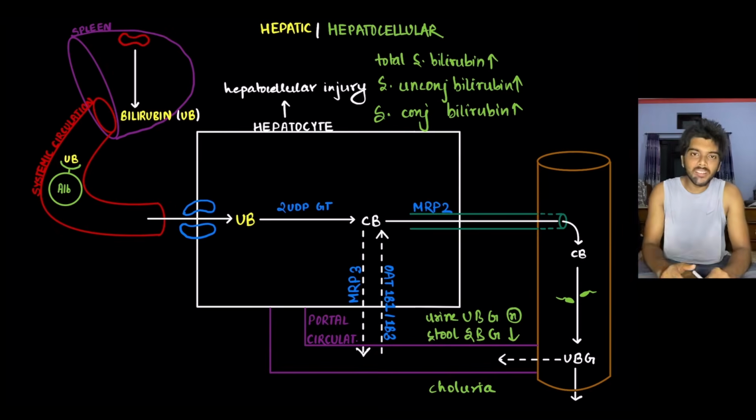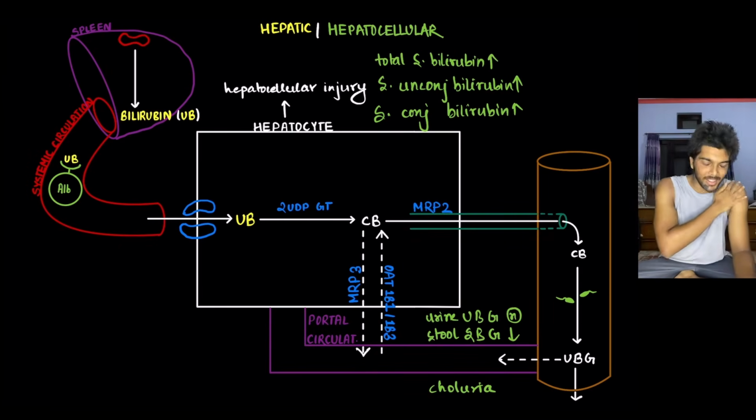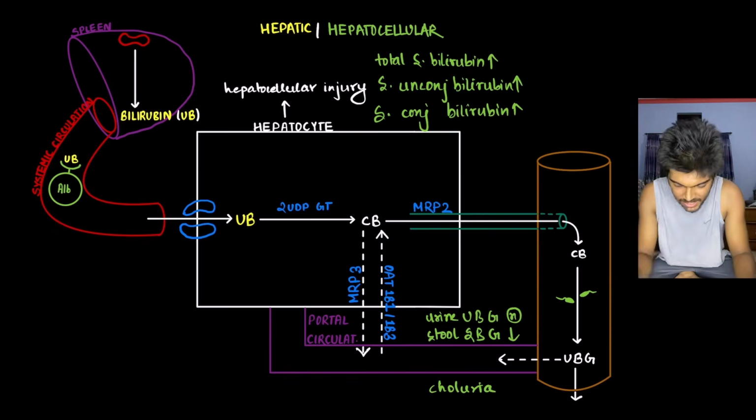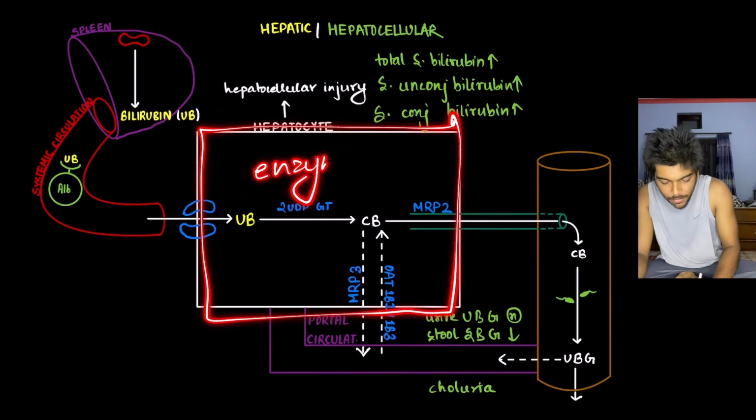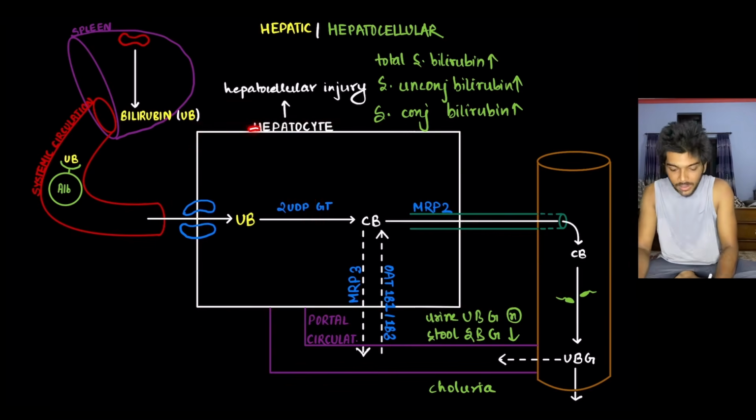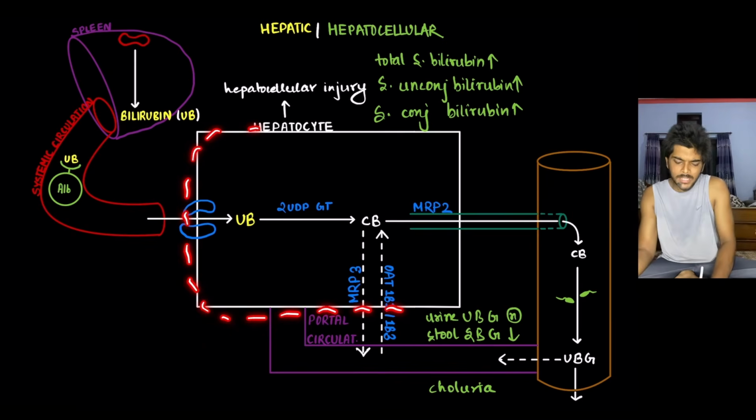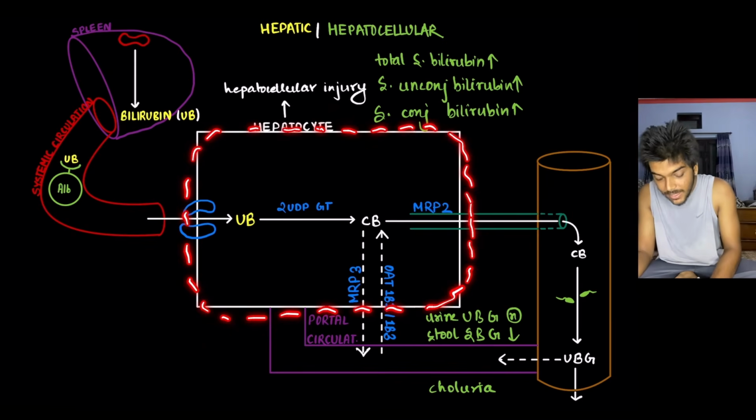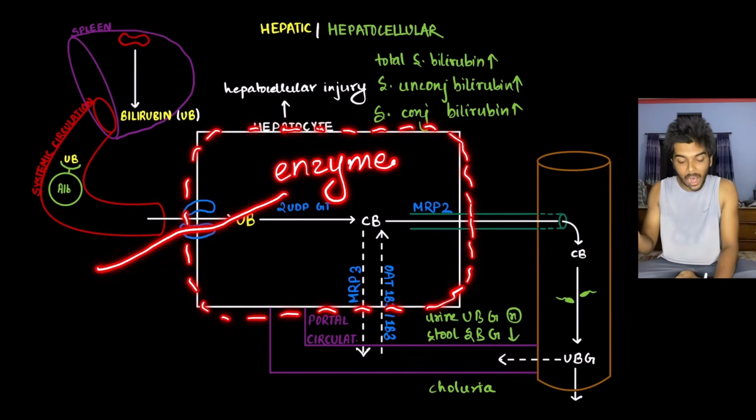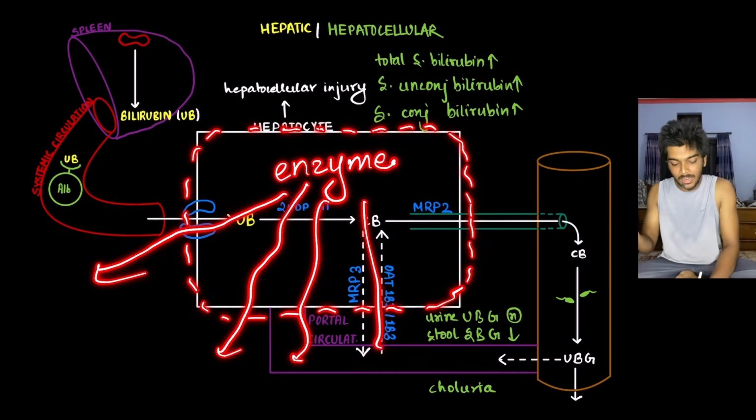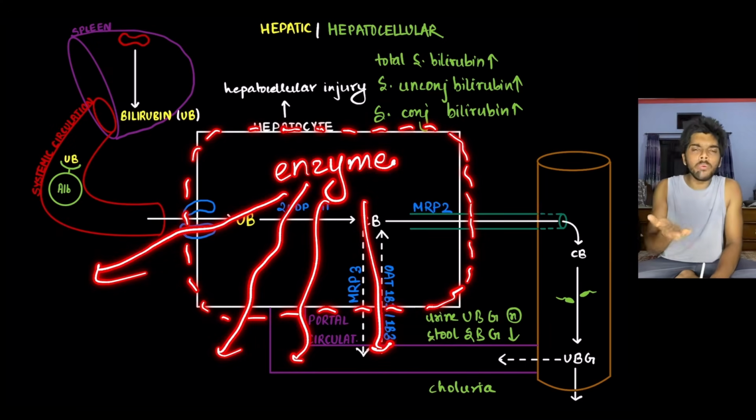Now, these are important, but not the most important tests for hepatocellular injury or hepatocellular jaundice. The most important thing is this. Within hepatocyte, there are enzymes. And due to hepatocellular injury, the cell is going to be broken. Obviously, the cell is going to be broken. And then there is going to be leakage of whatever enzyme is present inside the cell outside. After leaking outside, where will the enzyme go? It will enter the blood circulation.